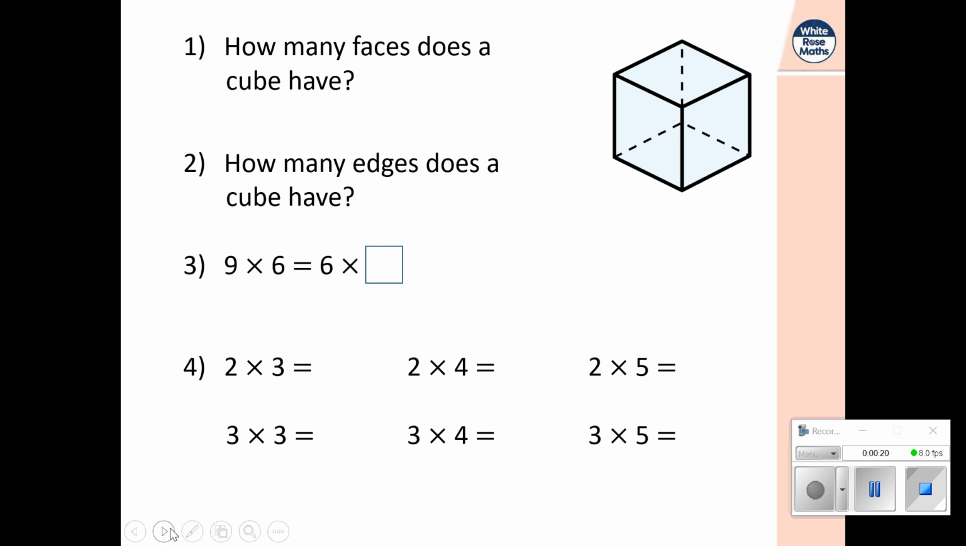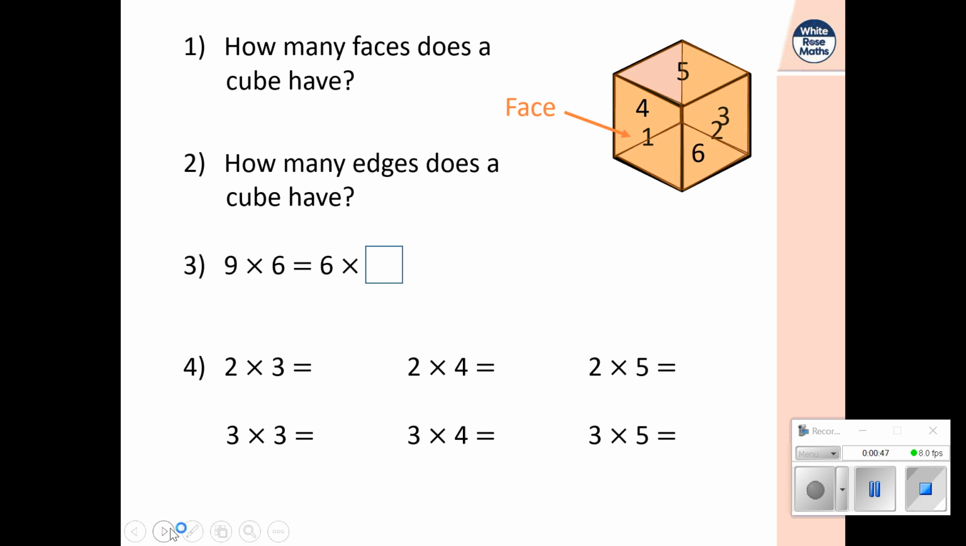Okay, so by now you will have unpaused your video, so here are the answers to the questions. How many faces does a cube have? Well, a face on a three-dimensional shape is a flat surface. You can see it highlighted in the diagram here. So a cube actually has got 1, 2, 3, 4, 5, 6 faces.